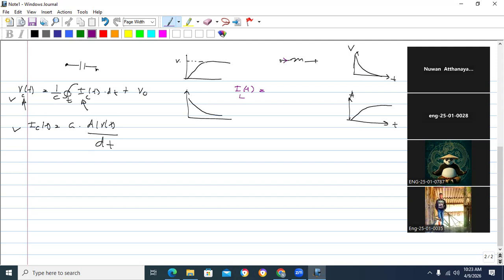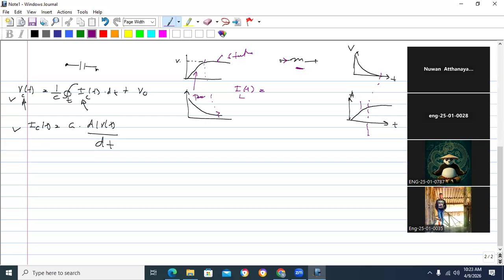This is the transient state. Transient state means this state. This is the transient state and this is the steady state. So here also, this is the transient state. At the transient state, current is flowing. At the steady state, there will be a maximum current.